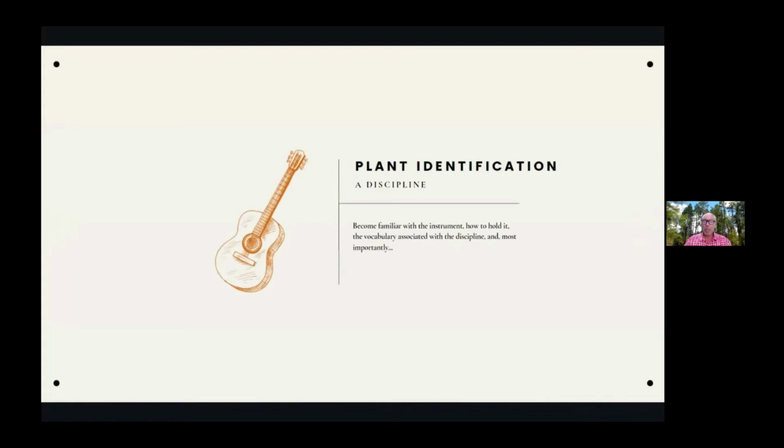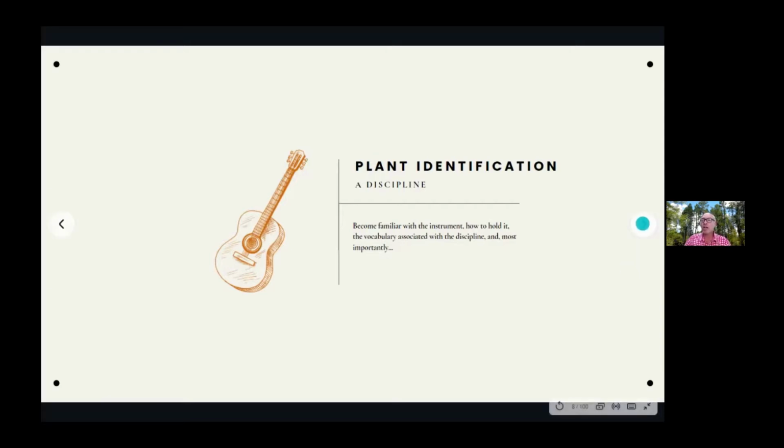Plant identification is a discipline. It's something that you have to want to do. Just like playing the guitar or any other musical instrument is a discipline, what we're doing today is we're going to become familiar with the instrument and how to hold it, how to approach the subject, get a taste for the vocabulary that is aligned with this discipline, just like playing a musical instrument.